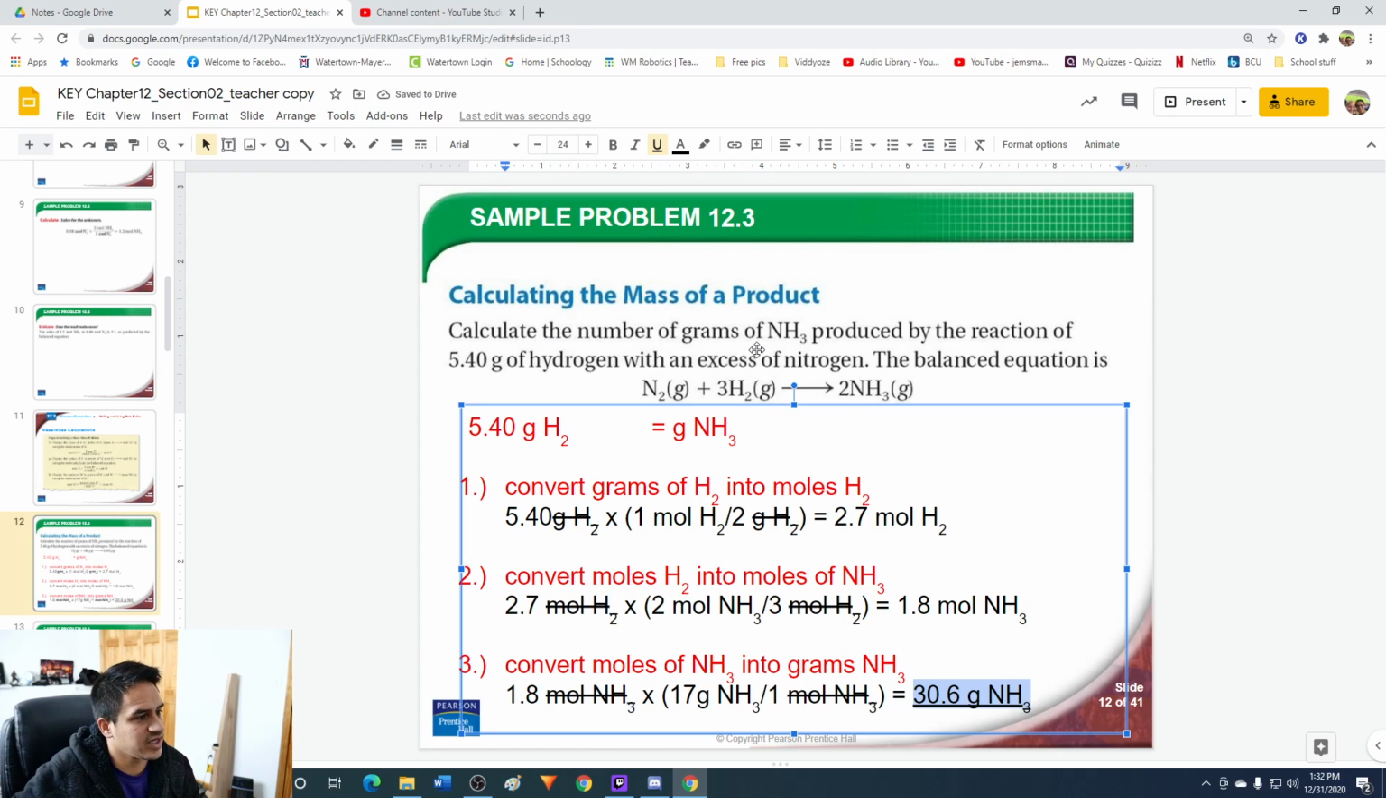Okay. So again, calculate the number of grams of NH3 produced by 5.40 grams of hydrogen reacting with nitrogen. We started with 5.40 grams of hydrogen, converted into moles using molar mass. That's what step 1 is. Then we took those moles and converted them into moles of NH3 using the coefficients from the reaction. It's a 2 to 3 ratio to get moles of NH3. Then lastly, we took those moles of NH3 and converted them back into grams of NH3, because that is what the problem asked for, by using the molar mass of NH3. There's our final part. All right, so hopefully that makes sense.